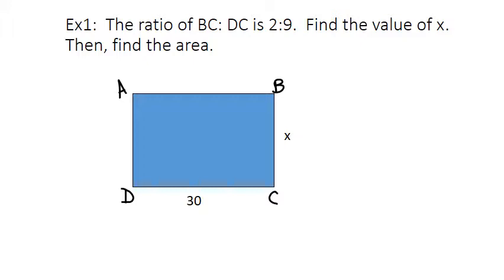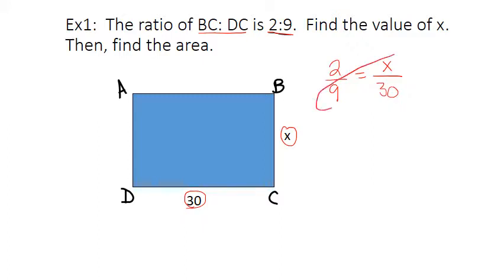We were told that one of our ratios is 2 to 9, so we can write that as a fraction, 2 divided by 9. And they also gave us line segment BC to line segment DC. Well, we know that BC is equal to the value of x, and we also know that DC is 30. For my second ratio, I'm going to set it up in the same way, like the numerator is representing the same thing. So we would put x in the top, and then we put 30 in the bottom because we said BC to DC. So x over 30 is equal to 2 over 9.